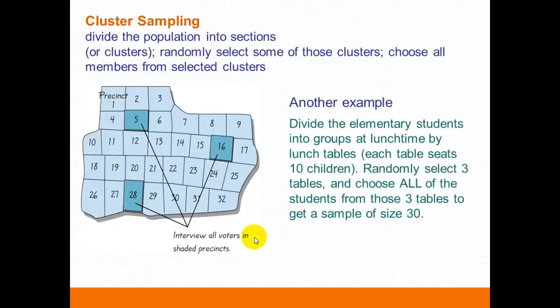Here's another example. Back to our elementary school. If we go in at lunchtime and divide the students into groups by which lunch table they're at, assuming each table seats 10 children, then we could randomly select 3 of those tables and choose all of the students from those 3 tables. That would get us a sample of size 30. It would be a cluster sample because we're randomly selecting the groups and then selecting all of the students from those groups.